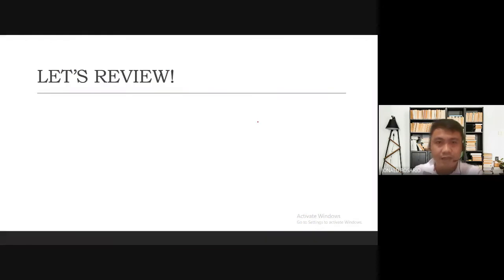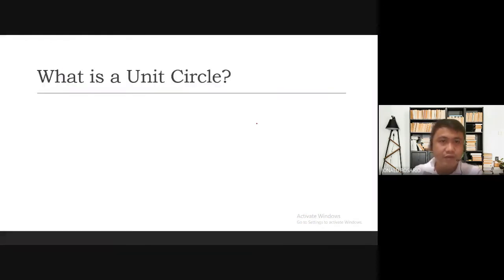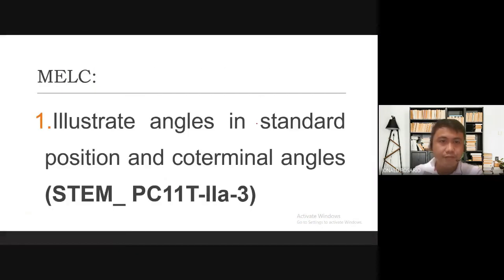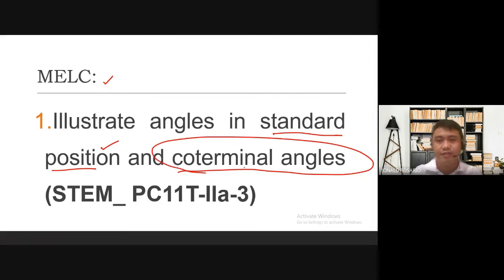Balikan natin yan mamaya. So let us review. Okay na tayo dyan. So this is our lessons for today. We are going to learn about standard position and actually okay na tayo dyan. And coterminal angles. Madali lang ang topic natin ngayon.